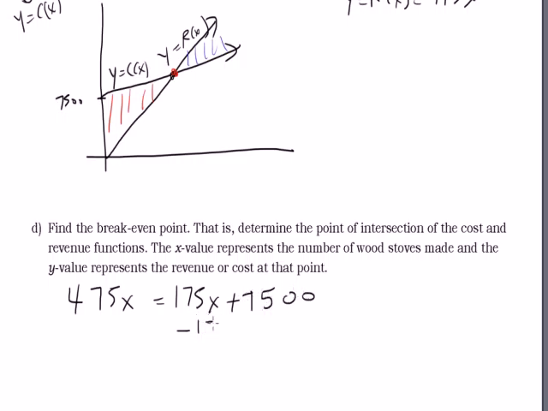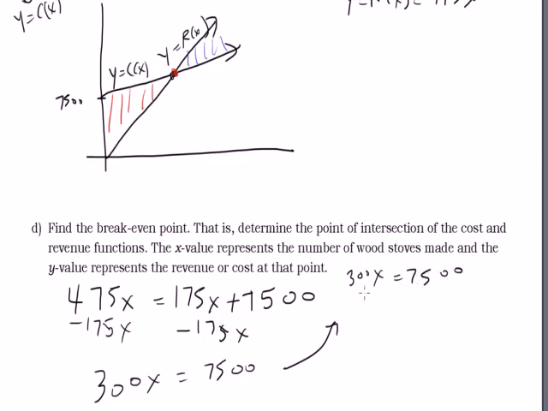Subtracting the 175x from both sides to get all the variables on one side gives me 300x equals 7,500. I want to divide both sides by 300. That'll give me x equals 25.